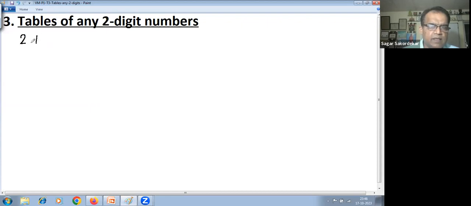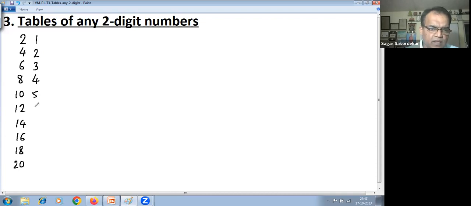So write these numbers with the digits with a gap, because you have to write separately the table of 2, the table of 1, and then join and create the table of 21. So first the table of 2: 2, 4, 6, 8, 10, 12, 14, 16, 18, 20. Table of 1: 1, 2, 3, 4, 5, 6, 7, 8, 9 and 10. So the first step is over, writing the single digit tables.